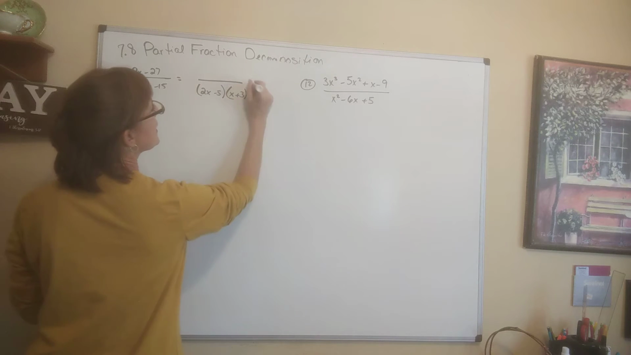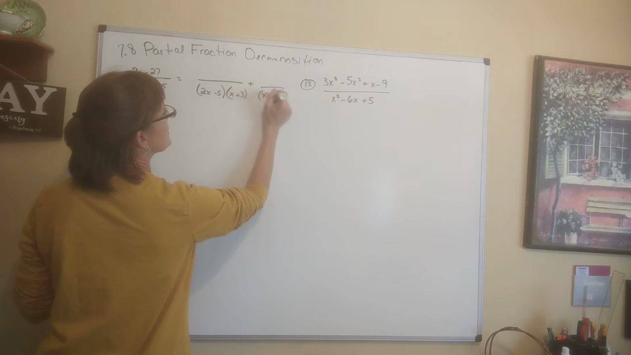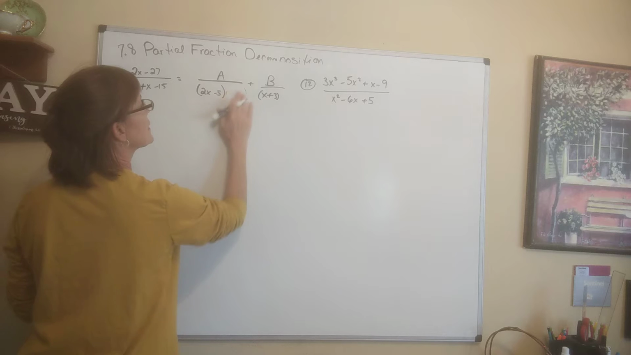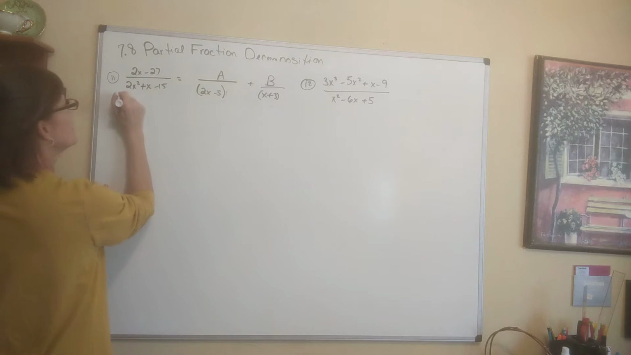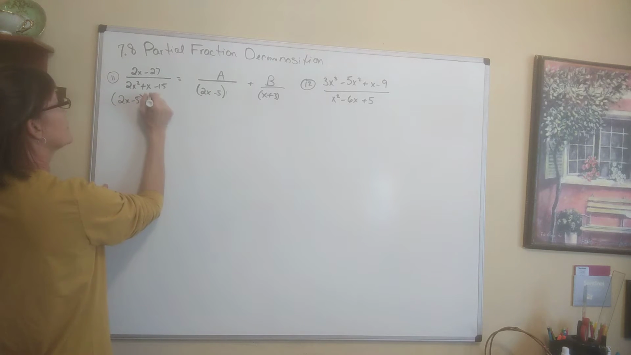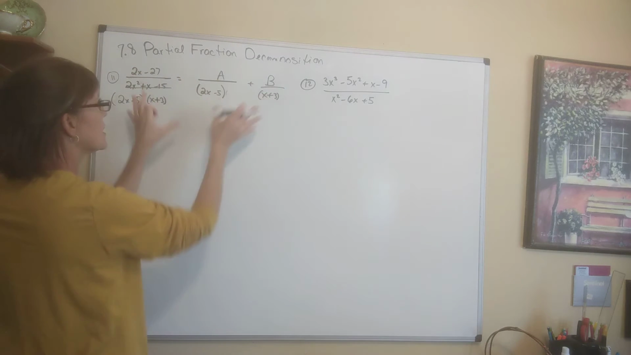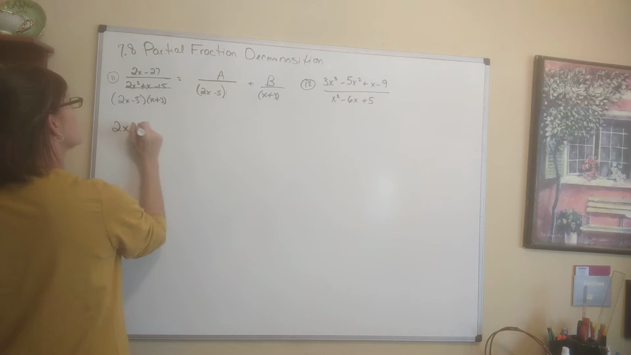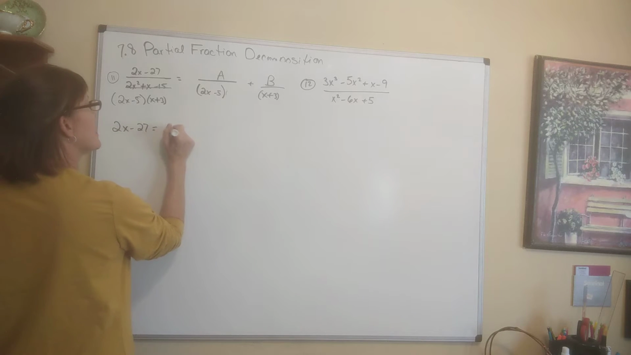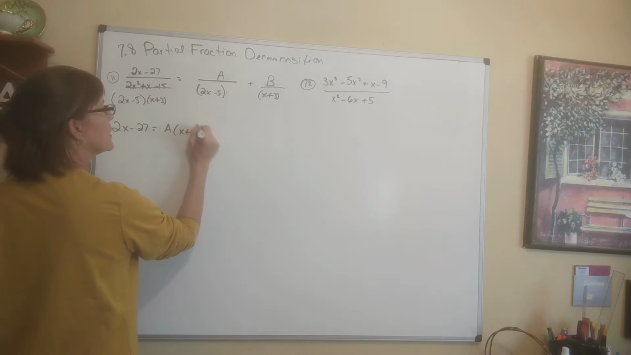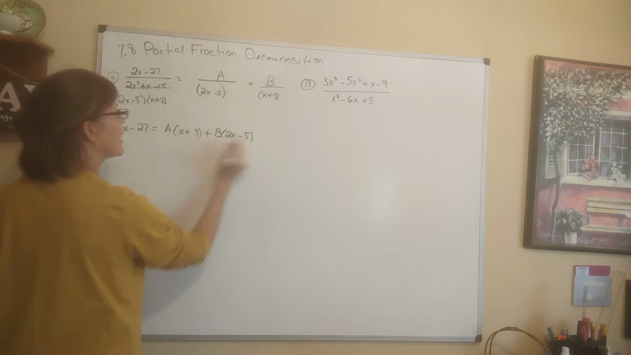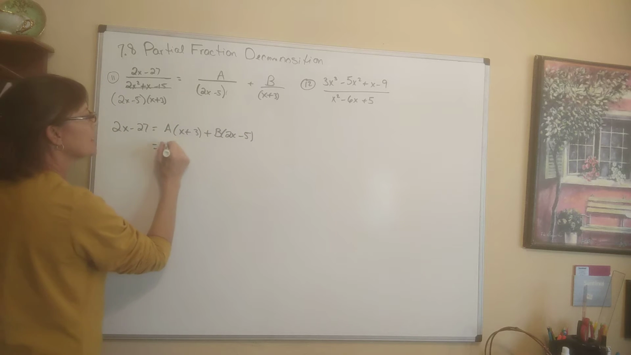And so let me just go ahead and set up my x plus 3. This is going to be a b over this and an a over this, because this factors into 2x minus 5 times x plus 3. Now let's multiply both sides by the lowest common denominator, which is this right here. So we get 2x minus 27 is going to be a times x plus 3 plus b times 2x minus 5. Distribute and collect like terms.